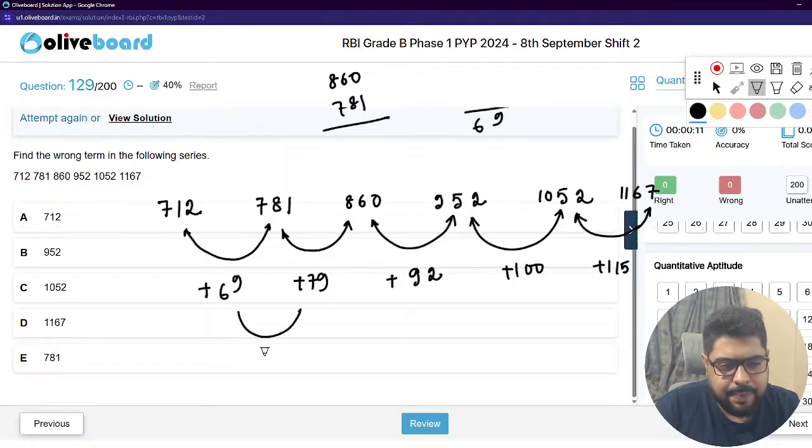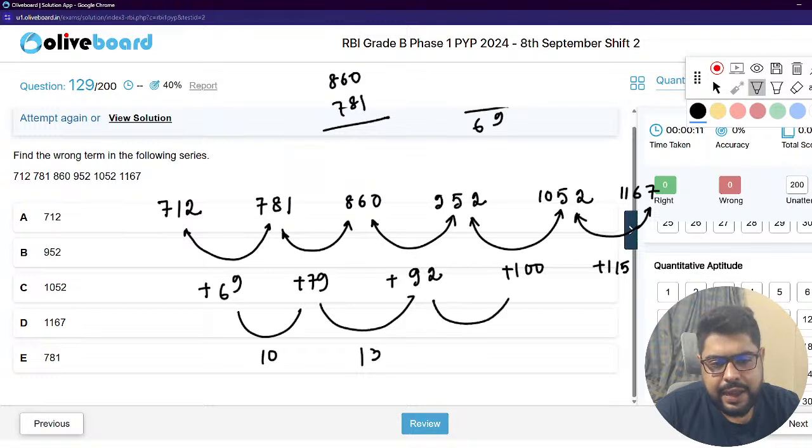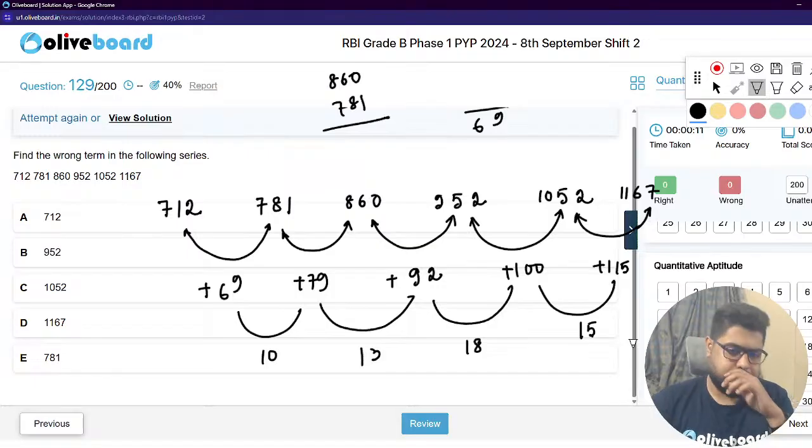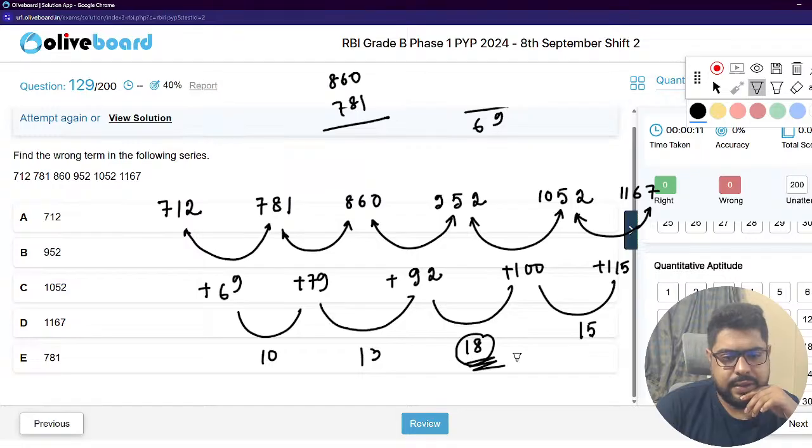So, the gap of 10, the gap of 80, so 13, the gap of 18, the gap of 15. Huh. Something is not right here. Something is not right over here. Right? You see, because always 99.